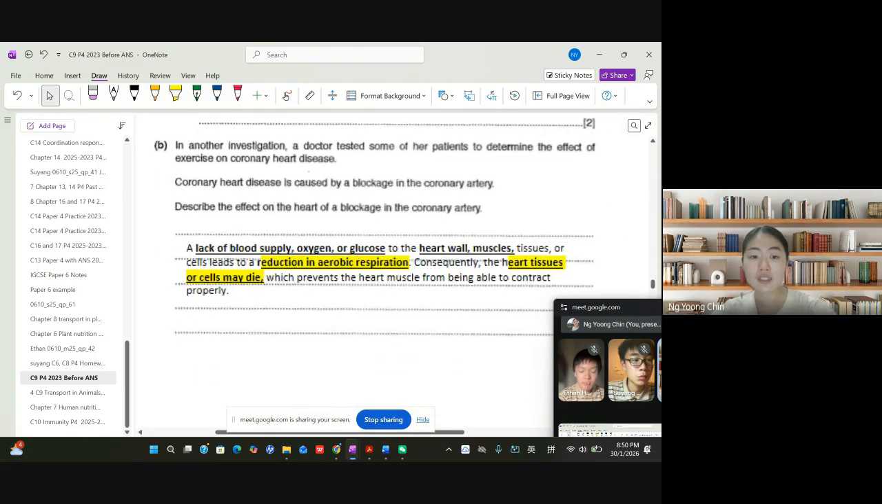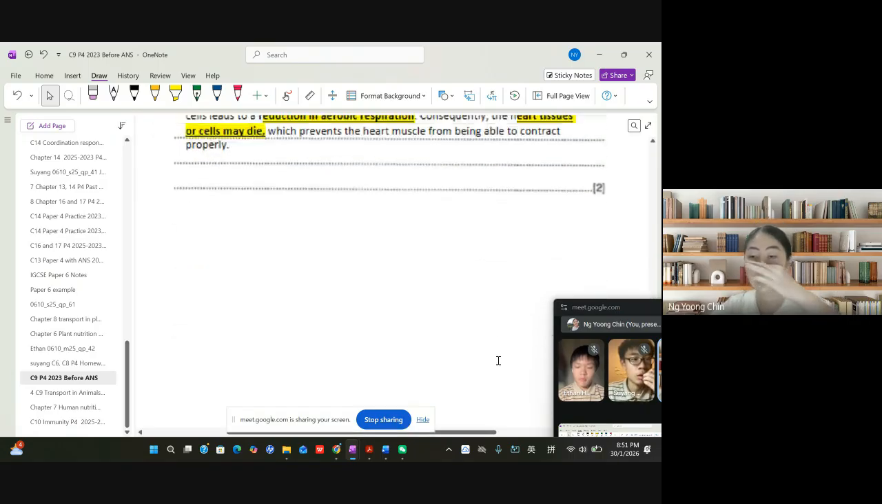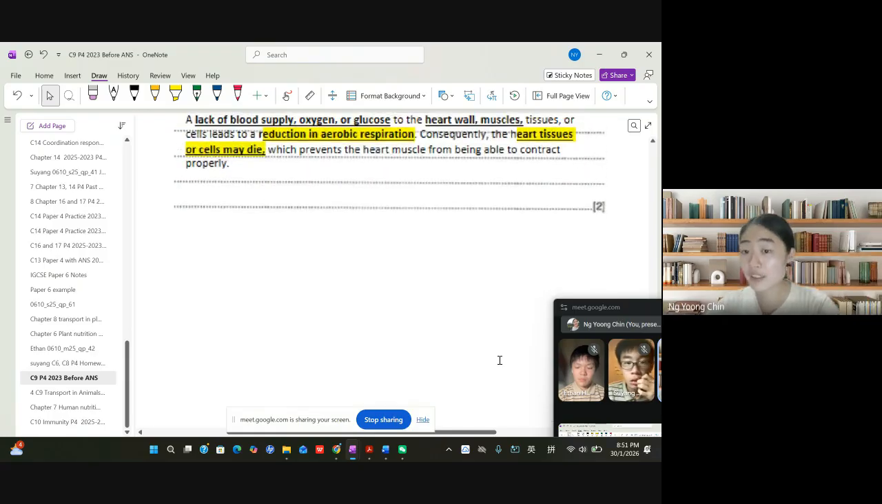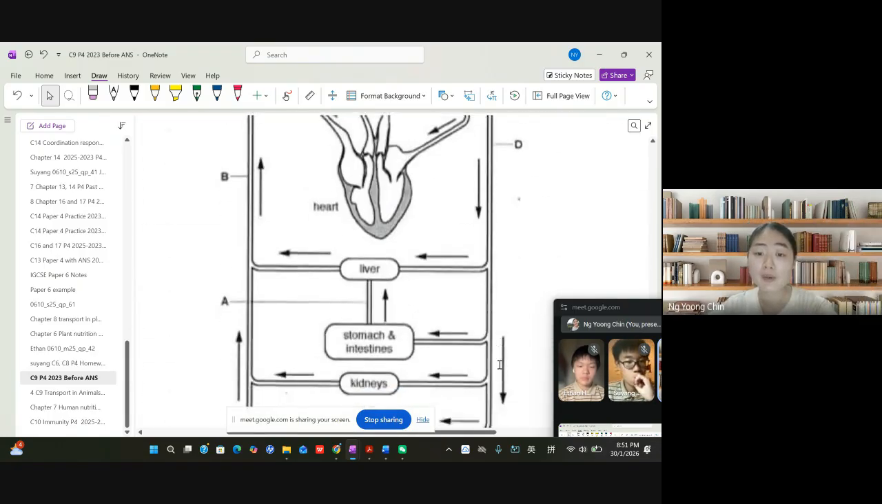And then for this one, describe the effect on the heart of a blockage in the coronary artery. So what happened if your coronary artery is blocked? That means your oxygen and glucose cannot be supplied to your cardiac muscle, to cardiac tissue. So there will be a reduction in aerobic respiration in the cardiac muscle. So the tissue will die. They will not be able to contract, and then you have a heart attack. Yeah, heart attack. This is also one of the important points.